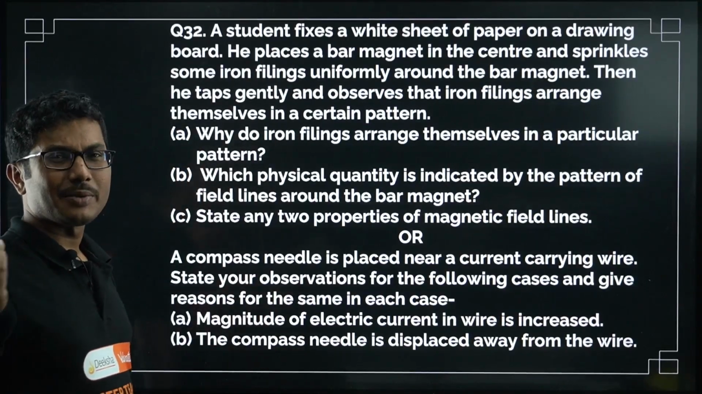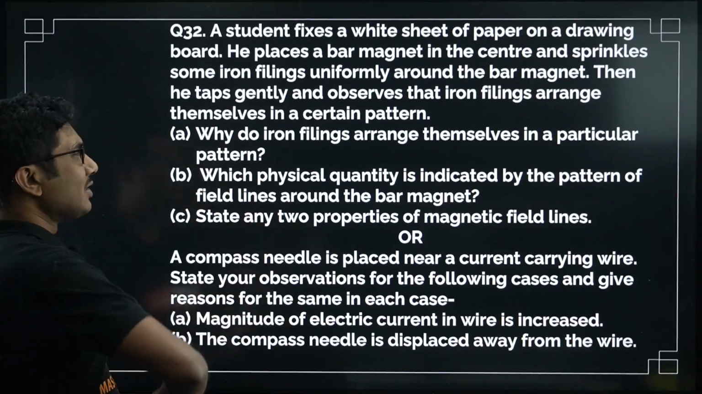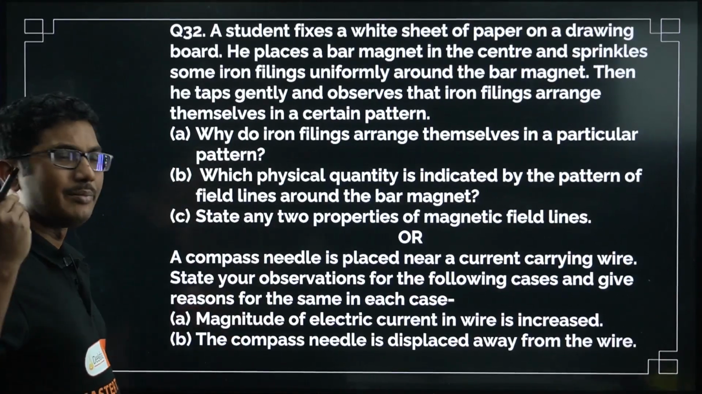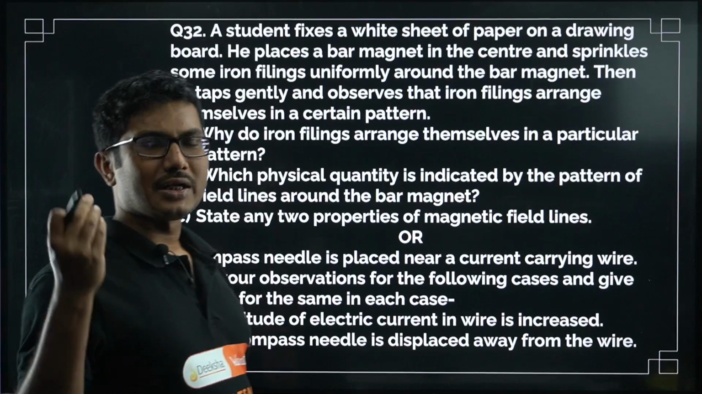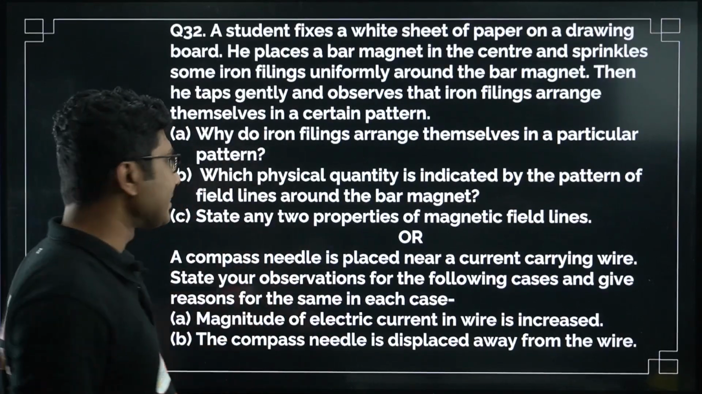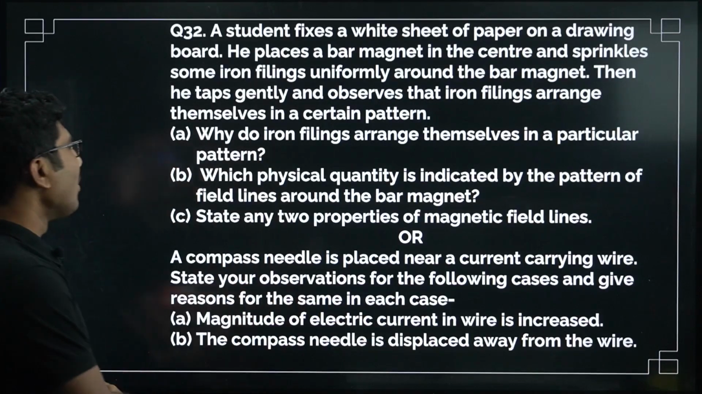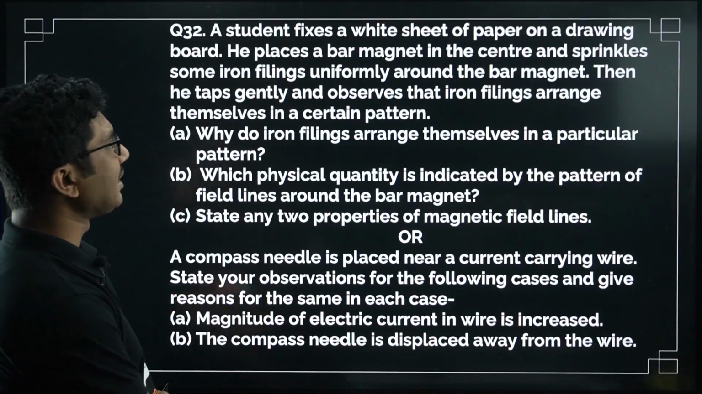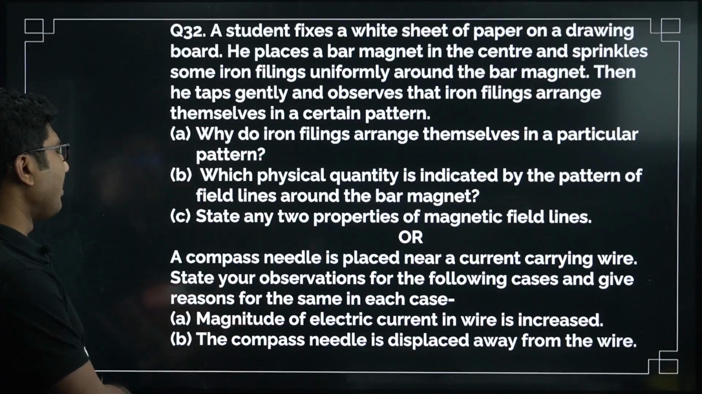Iron filings are nothing but iron dust. Many students don't understand the meaning of iron filings. Iron filings are nothing but iron dust. I don't know why they don't say iron dust, maybe it's a term used for iron filings. Anyway, why do iron filings arrange themselves in a particular pattern?